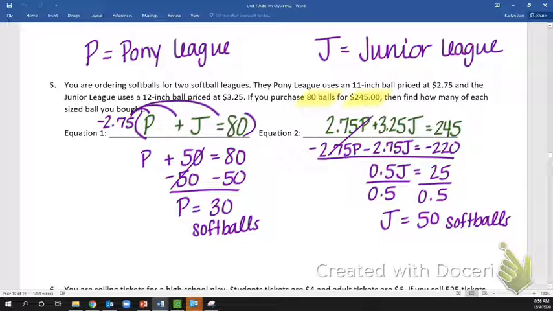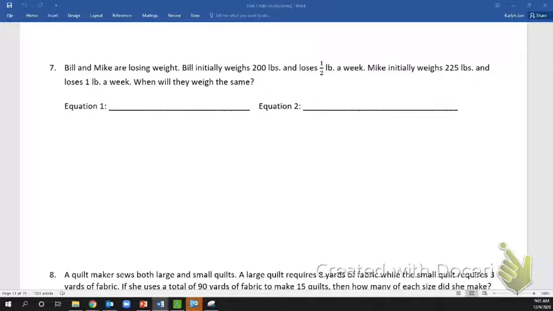Now, if you feel prepared, if you feel like you understand this, feel free to stop the video. If you want to see a few more problems, I'll do a few more just so that you can get a little more understanding of what's going on with the word problems. So let's head down to question number 7.